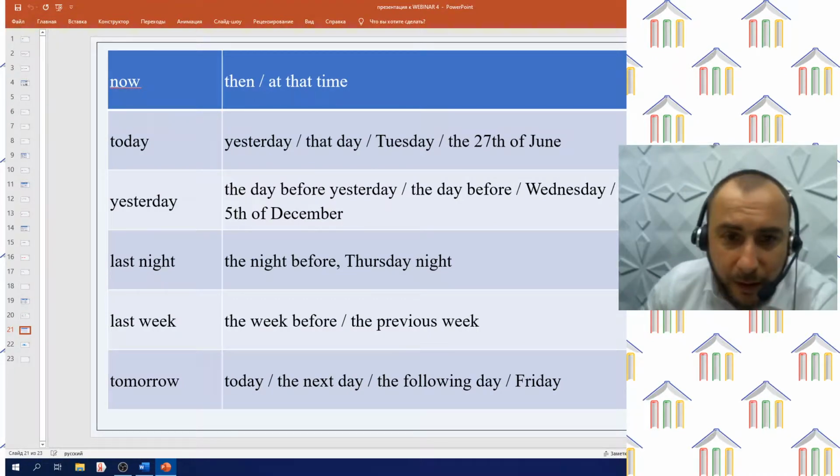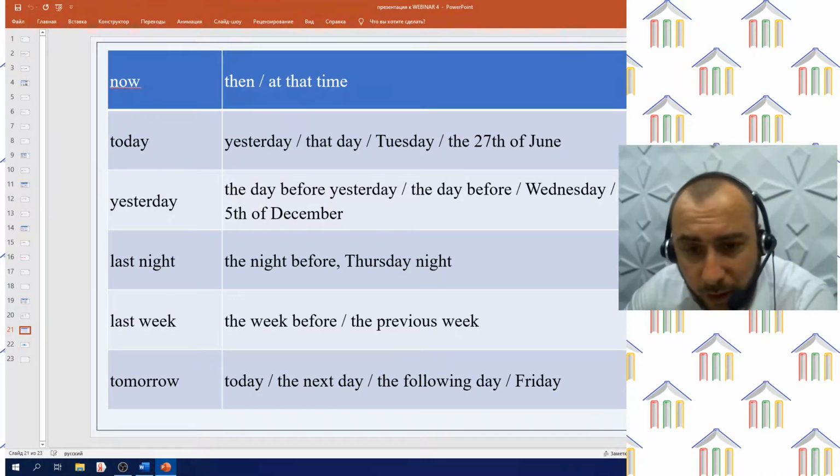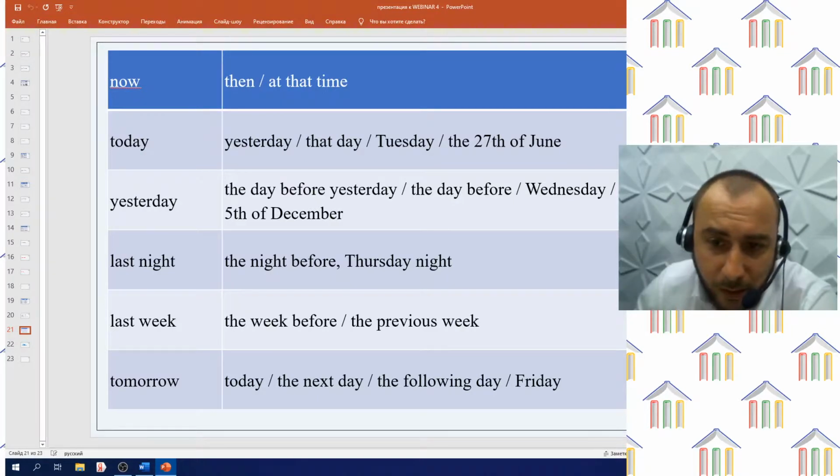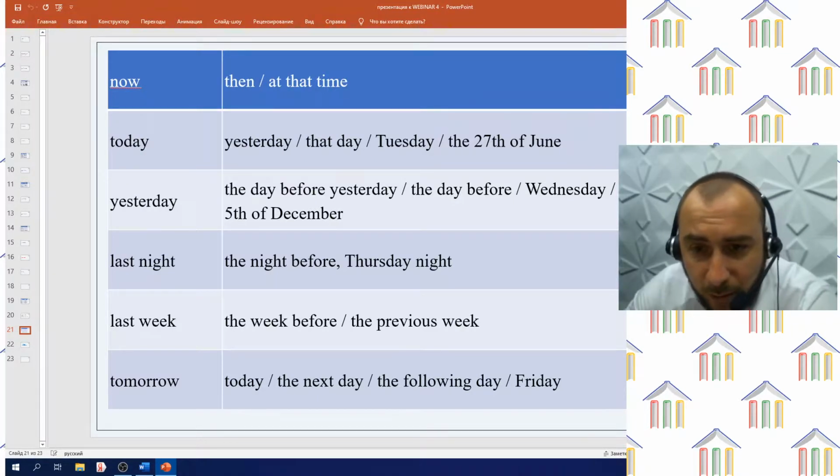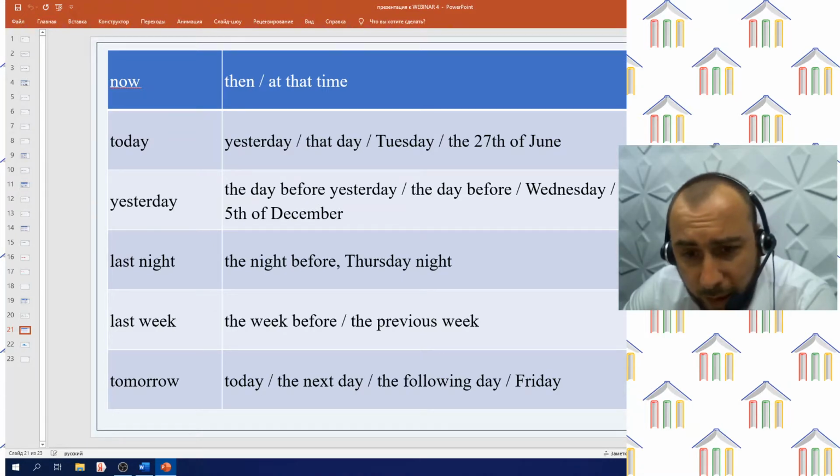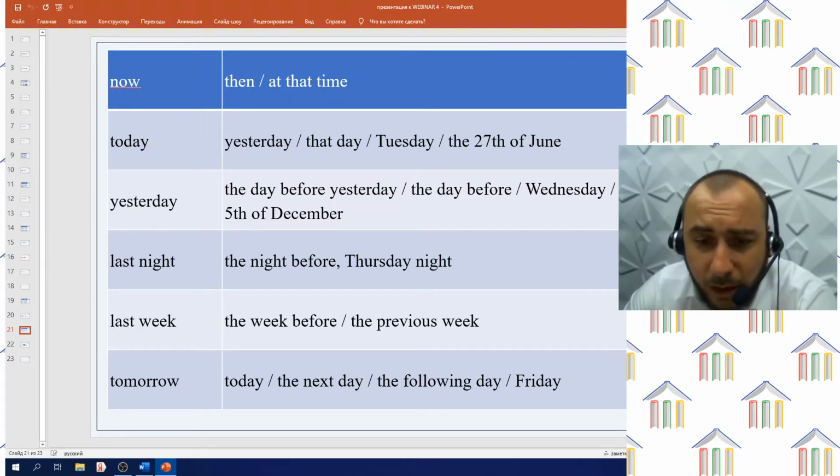Now, then, at that time. Today, yesterday, that day, Tuesday, the 27th of June. Yesterday, the day before. The day before yesterday, the day before Wednesday. Last night, the night before Thursday night. Last week, the week before, the previous week. Tomorrow, today, the next day, the following day, Friday.